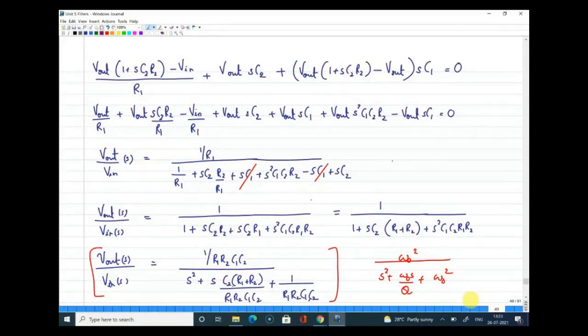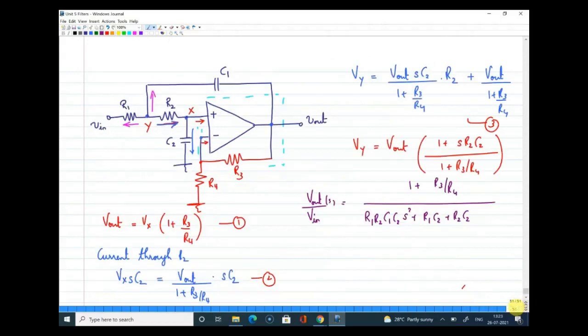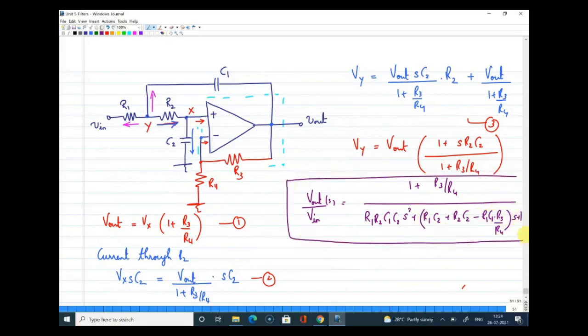R1R2S squared C2 plus R1. I think there will be a small change when you include this. So let me write it here. You can cross verify that it is R1C2 plus R2C2 minus R1C1 into R3 by R4, into S plus 1. This will be the expression, right? If you redo the same analysis, you will arrive at this. So this will be the transfer function for the Sallen-Key low pass filter with a specific passband gain that you want to have.